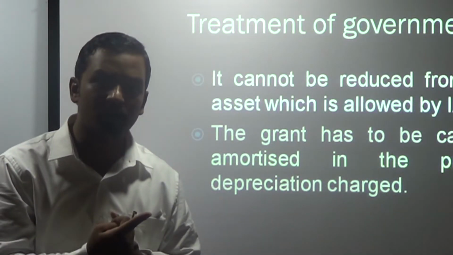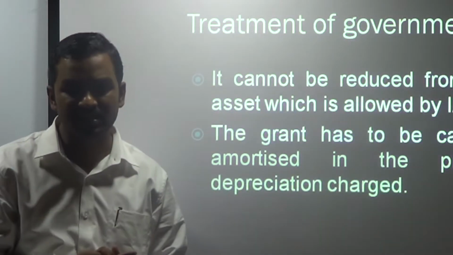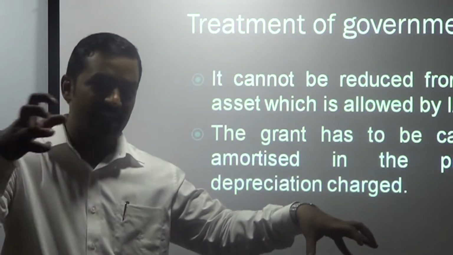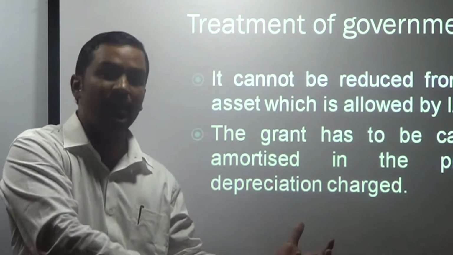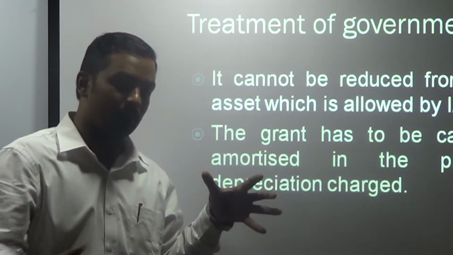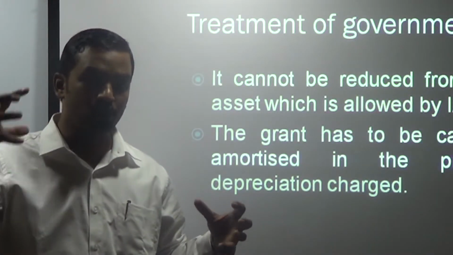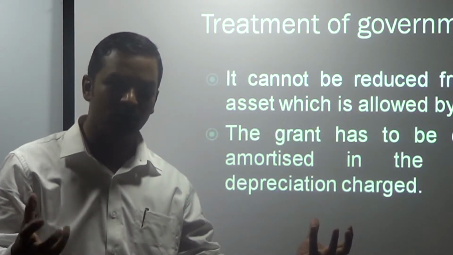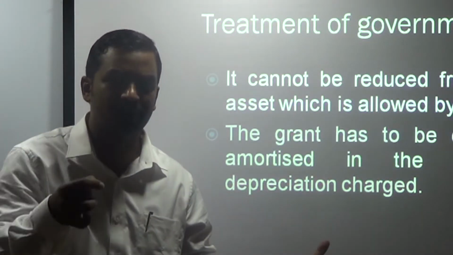Either you can subtract it from cost of the asset and provide lower amount of depreciation over the useful life of the asset, or second was you show the asset at cost, you recognize this government grant as deferred income, and this was recognized in P&L account in the proportion of depreciation charged. So first method was subtract it from cost of the asset, provide lower amount of depreciation. The second method was you show the asset at cost, you recognize the government grant as deferred income, you show it as part of reserves and you amortize it gradually to P&L account in the proportion of depreciation charged.